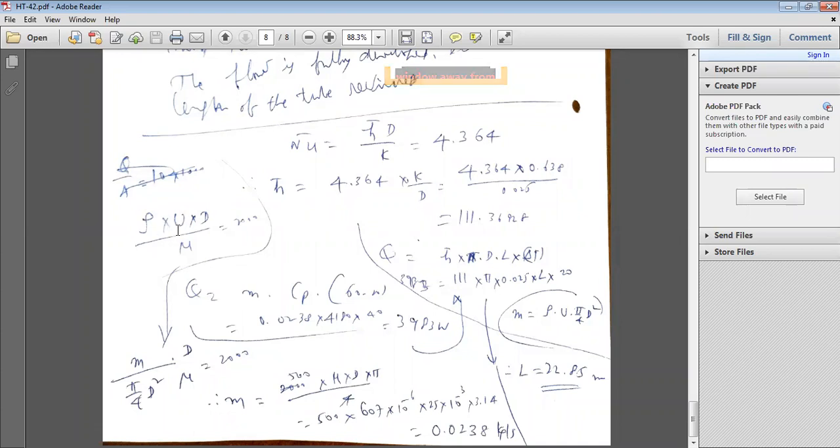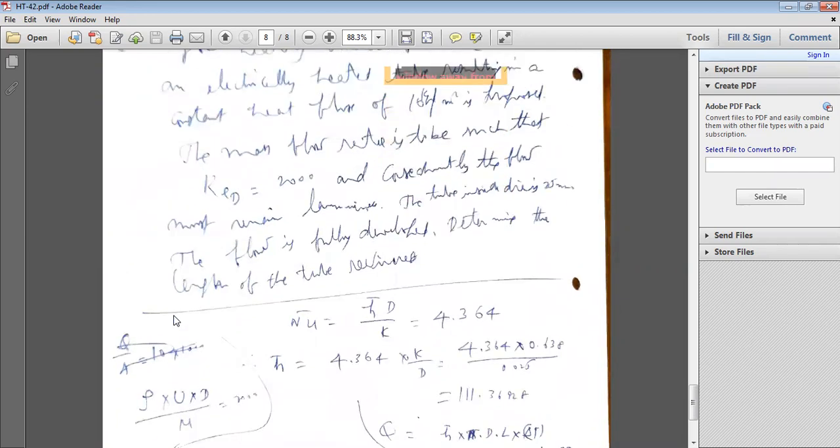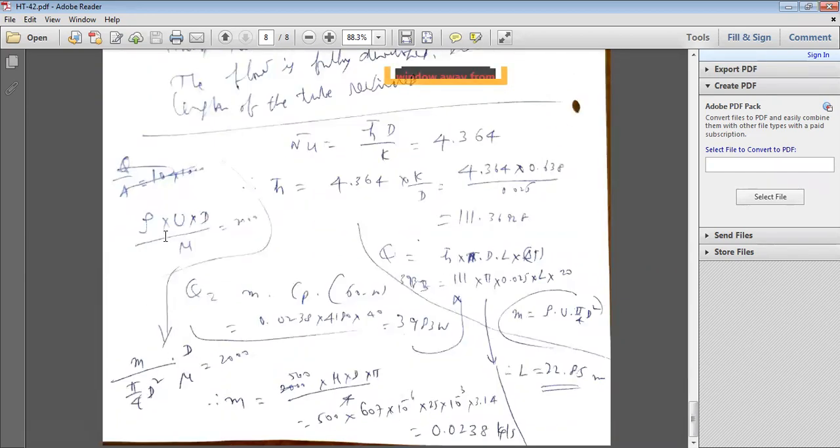The Reynolds number is given. Rho into velocity into diameter by mu is equal to 2000. So how do we calculate the mass flow rate? Density is mass by volume. From that, mass is equal to density into volume.